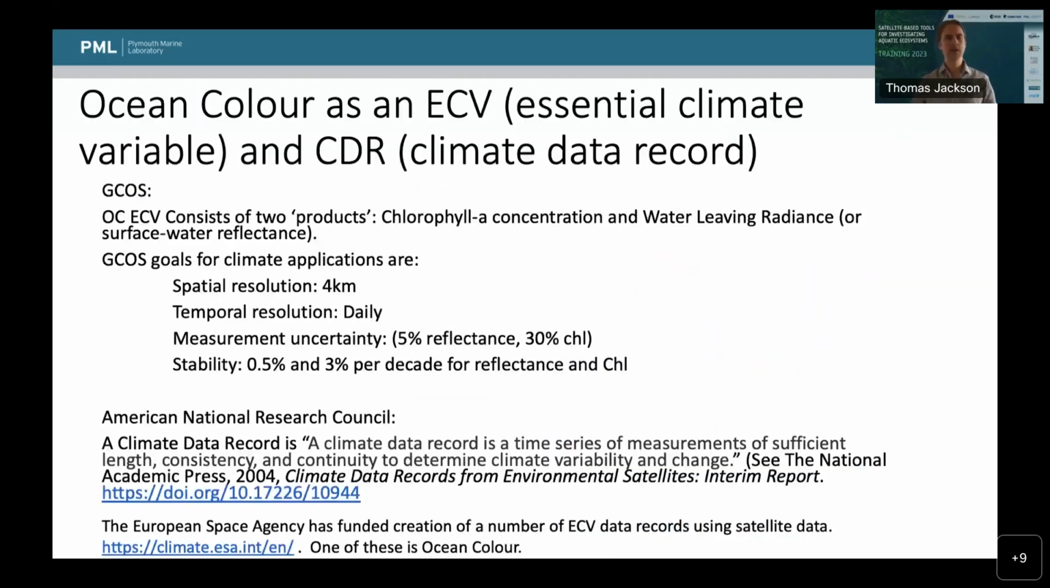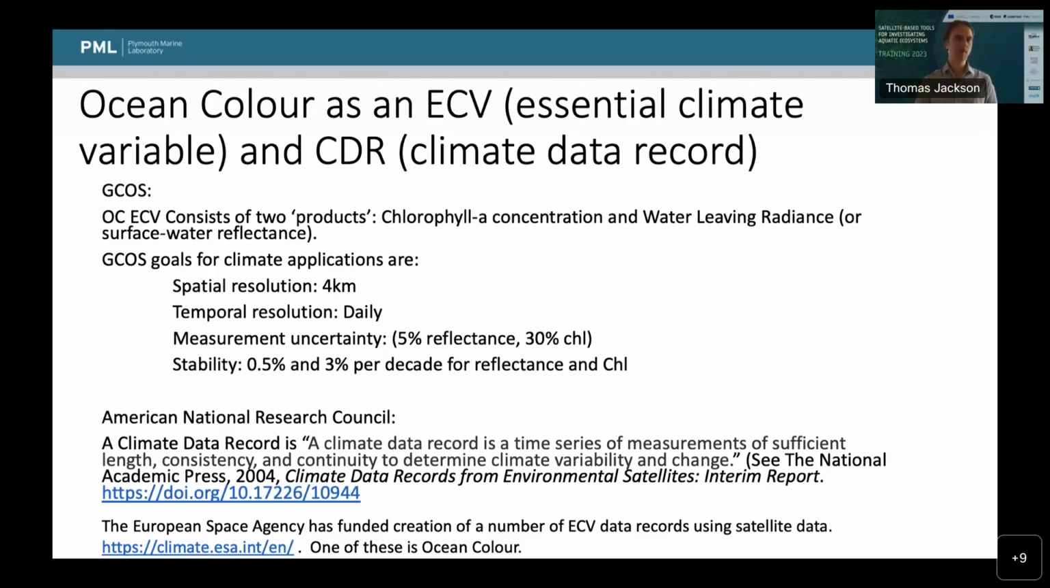So ocean color as an ECV or CDR. The other term you might hear when we talk about climate records is climate data record. ECV is the terminology used by GCOS and ESA, and that's the essential climate variable. And GCOS defined a set of requirements after discussions with the community around what would actually be needed from ocean color for climate studies. And they have these requirements set out for all of those ECVs that I just showed in that diagram.